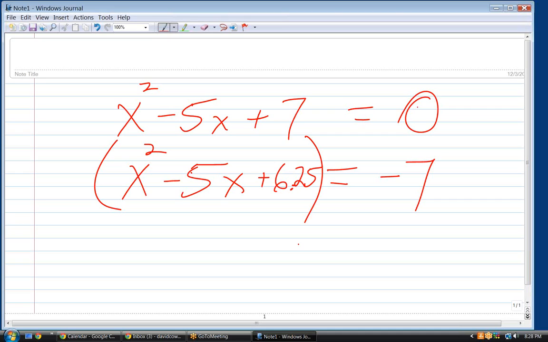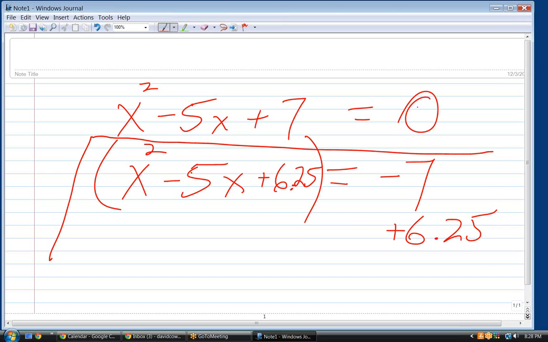Of course, because I add it there, I have to add it over here, because otherwise I would change my equation. But now notice that I have exactly what I started with. I have not done anything. All I did was move the 7 to the other side, and then add 6.25 to both sides.